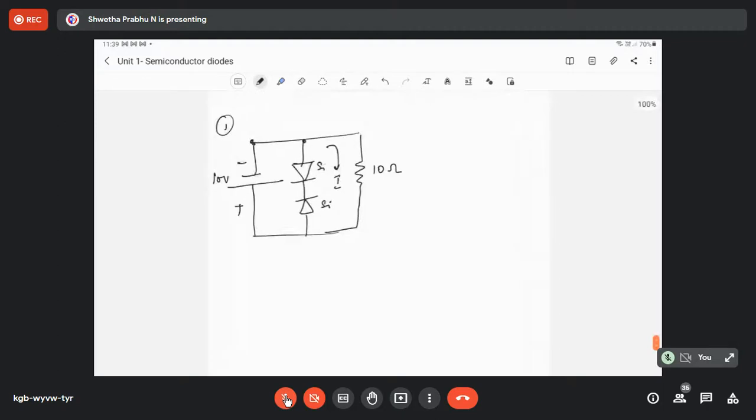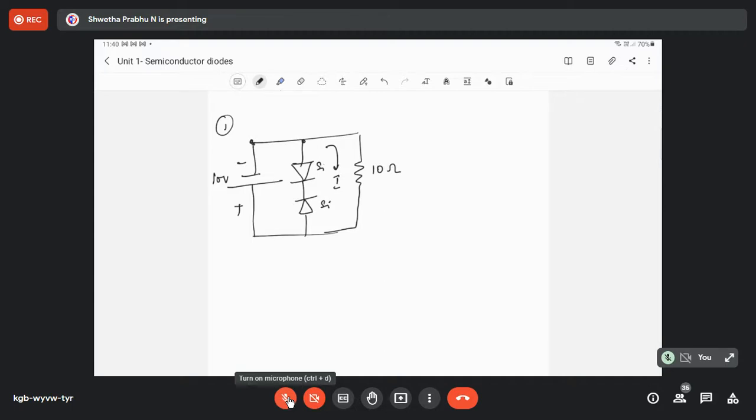Can anyone tell me what is the value of current which is flowing through the circuit? One amp. Is it 1 ampere? Check the direction once again. Is it 1 ampere or minus 1 ampere? Minus 1 amp. Okay. Can anyone explain how you got it? Let others also understand.